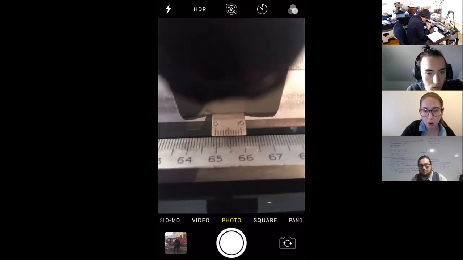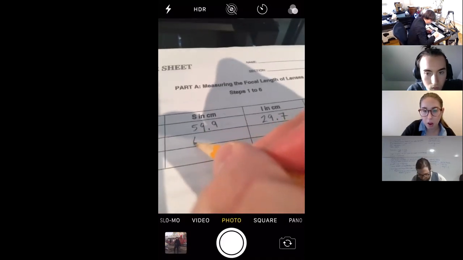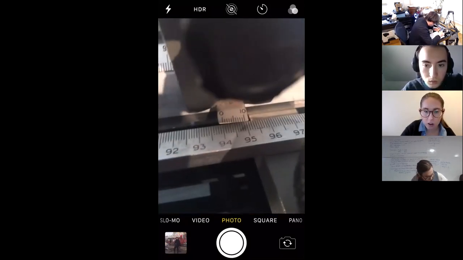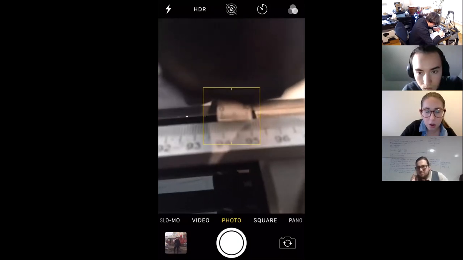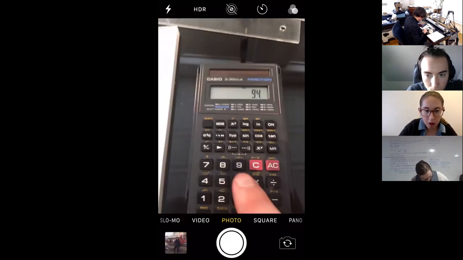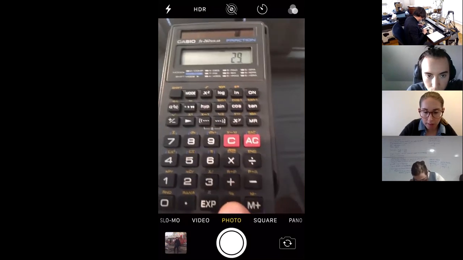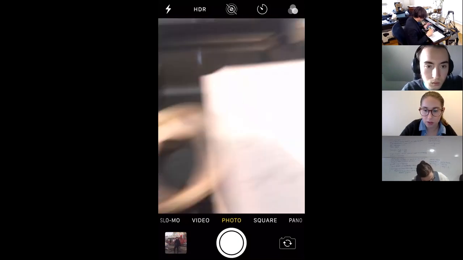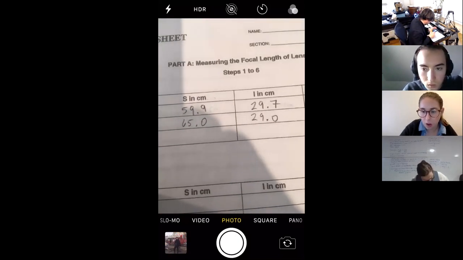Okay, let's take our next S distance. Let's look, that looks like 65.0 to me. Now the image distance is going to be 94.0 minus 65, or 29.0. Let's use the lens maker's formula again. You guys see that?